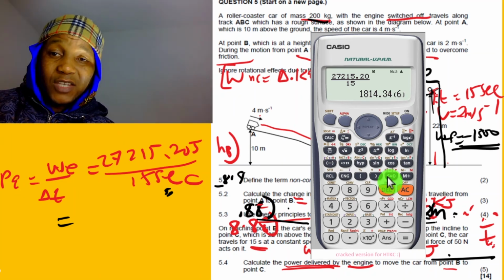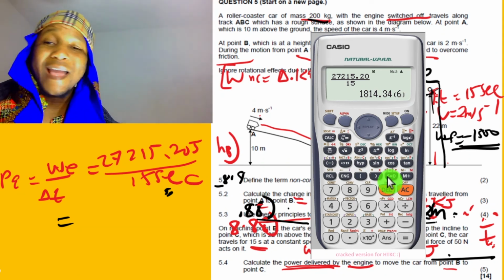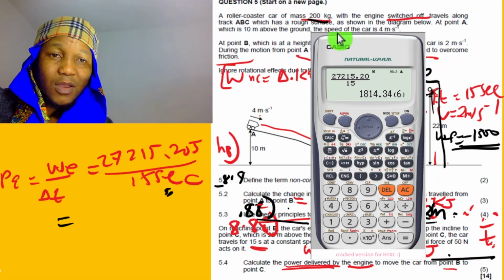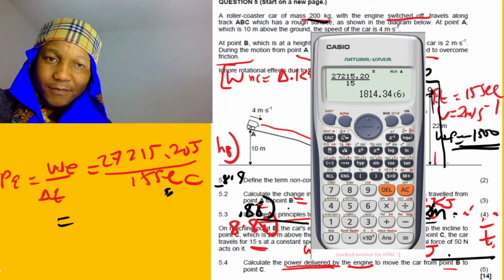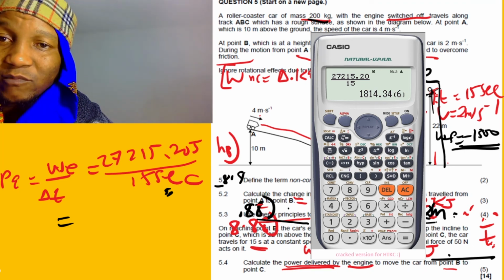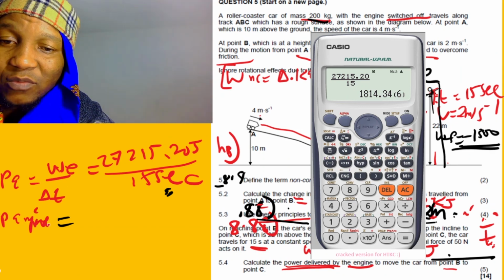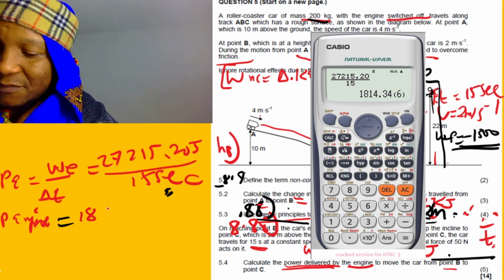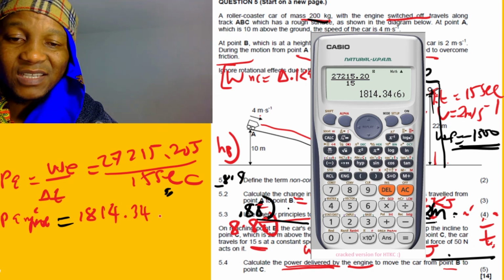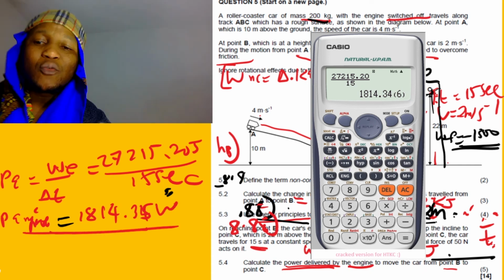34.6666666666. If you approximate, that's going to be 35. So the power of the engine, when you approximate, is going to be 1814.35. Remember, you get 34.666666, so this is going to change to 35. But remember, power you measure in watt. So that's how you do this question.